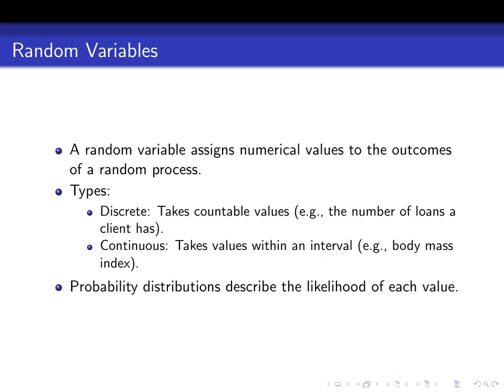A random variable is a way of assigning numerical values to the outcomes of a random process. These variables can either be discrete, taking countable values like the number of loans a client has, or continuous, taking values within an interval such as body mass index. Probability distributions then describe the likelihood of these values.